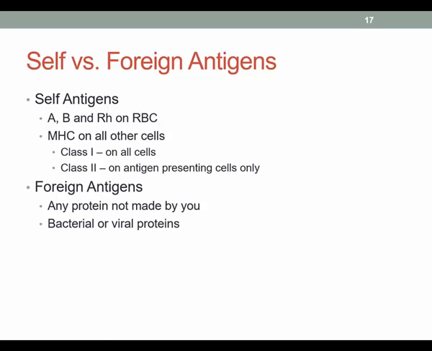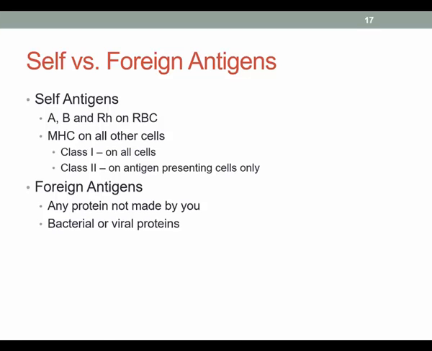And so on your red blood cells, you have little name tags, or little antigens, that tell the immune system, hey, this is me, don't attack me. These self-antigens on the red blood cells are known as the A, B, and Rh factor. And we're going to talk about blood typing in lab. On all the other cells, on the nucleated cells, you have little name tags referred to as MHCs. This stands for major histocompatibility complex proteins, but basically they're a name tag that says, hi, my name is, in my case, Michelle. And they're on all your cells.